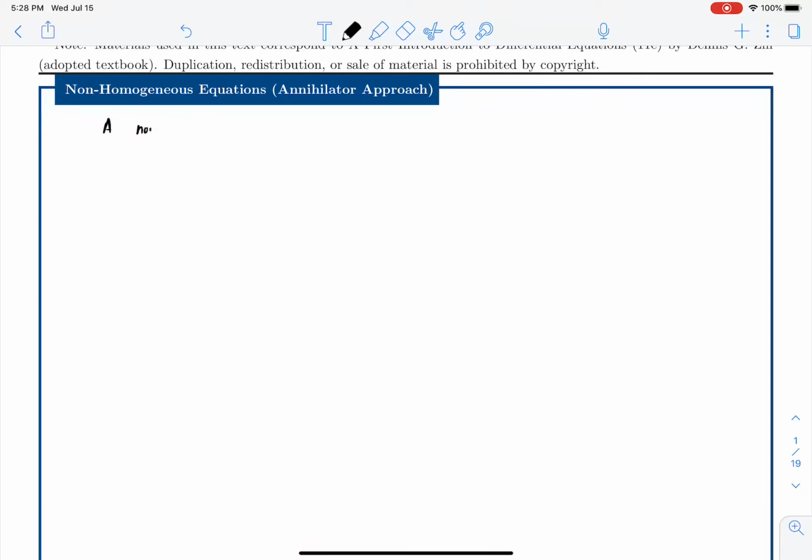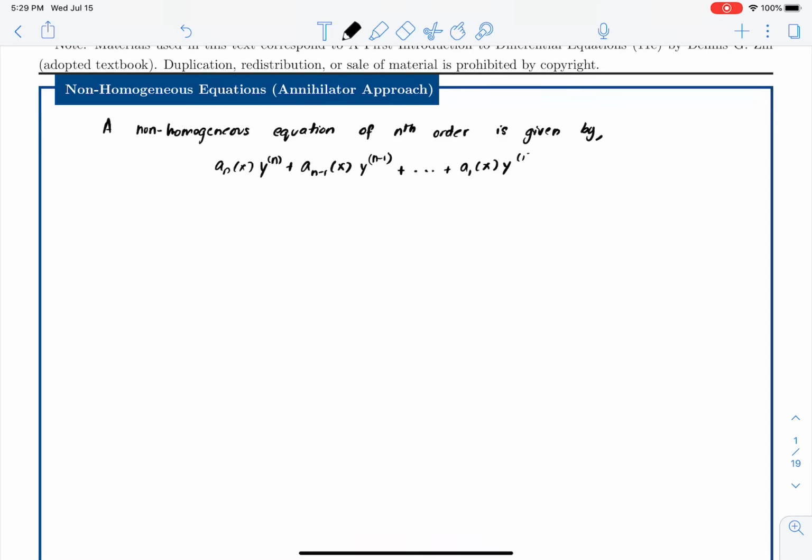So a non-homogeneous equation of nth order is given by a_n(x) y^(n), the nth derivative, plus a_(n-1)(x) y^(n-1), the (n-1)th derivative, all the way up to a_1(x) y', the first derivative, plus a_0(x) y equals some function g of x.